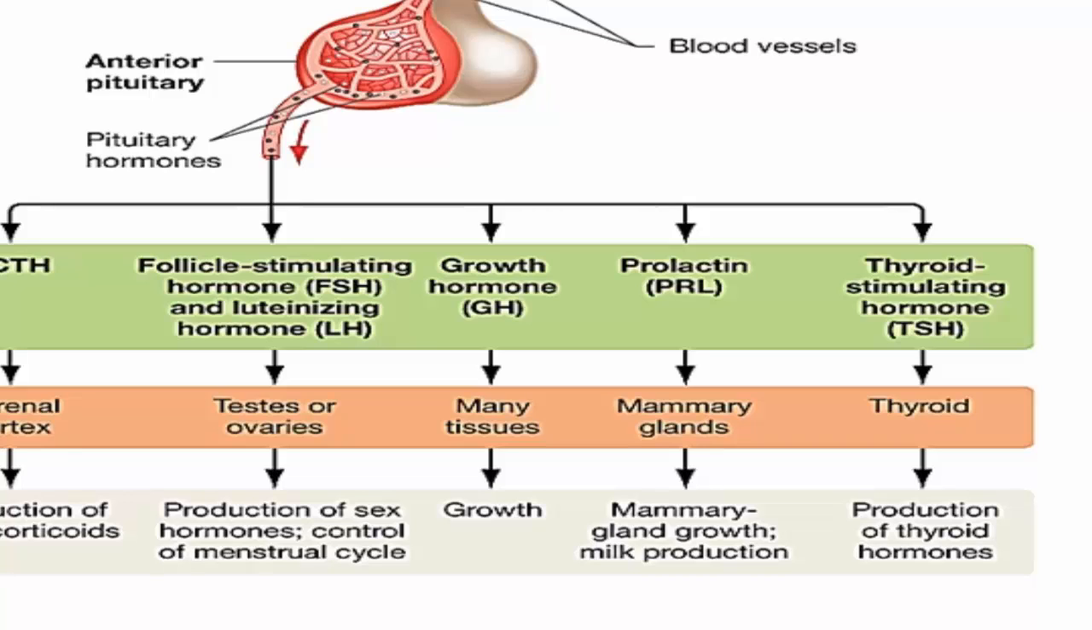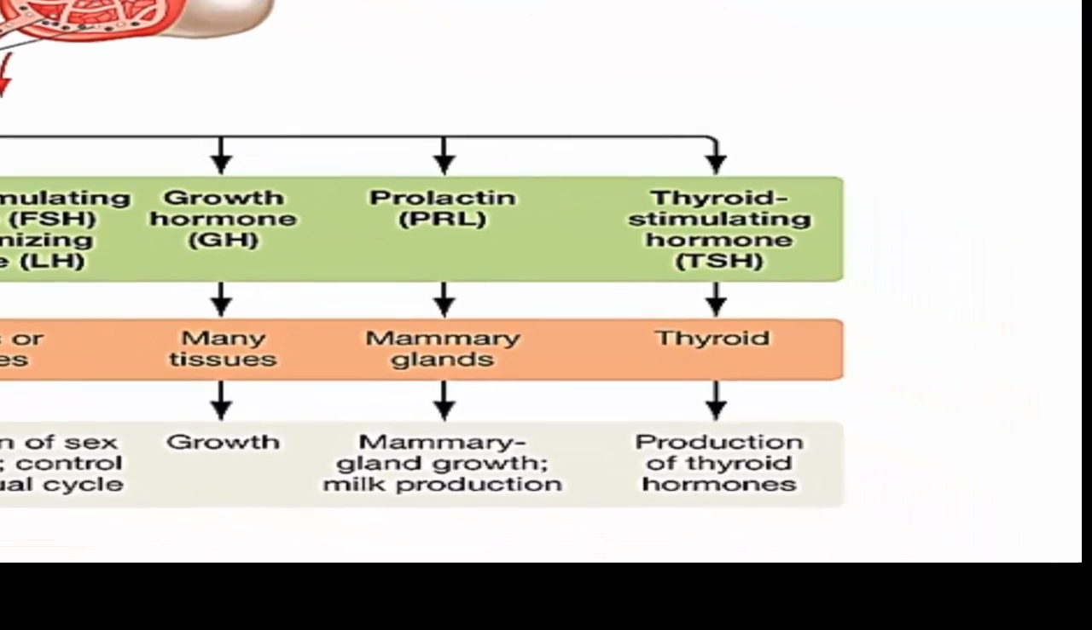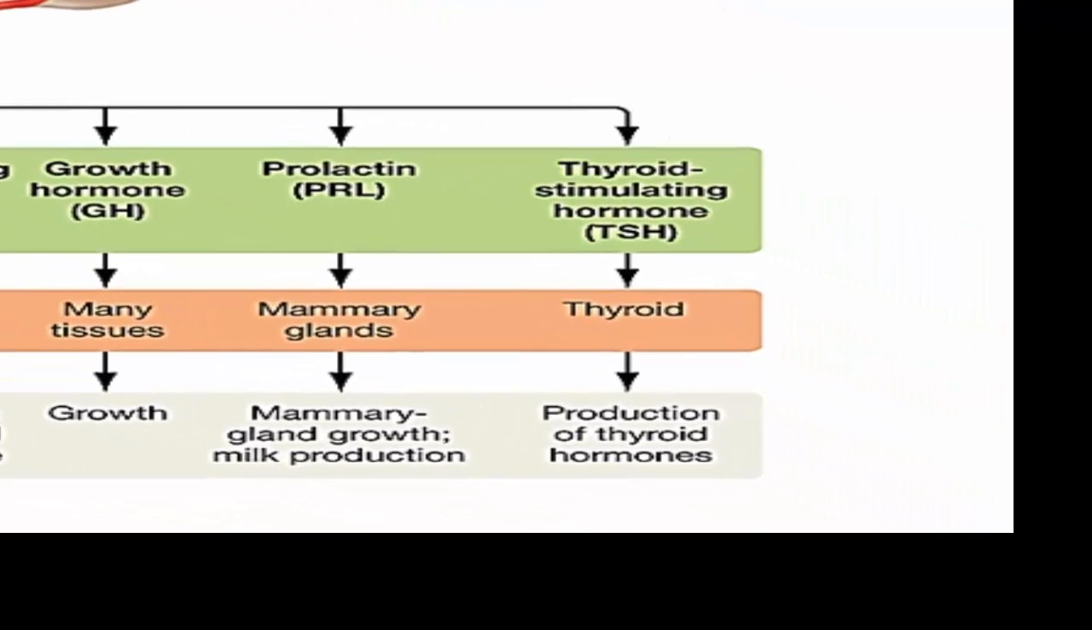Follicle-stimulating hormone, or FSH, and luteinizing hormone, or LH, which together are known as gonadotropins, as they control and regulate the activities of the gonads, both ovaries and testes. And the fourth tropic hormone is the thyroid-stimulating hormone, also known as thyrotropin, or TSH. TSH controls the release of thyroxine, the hormone produced and released by the thyroid gland.